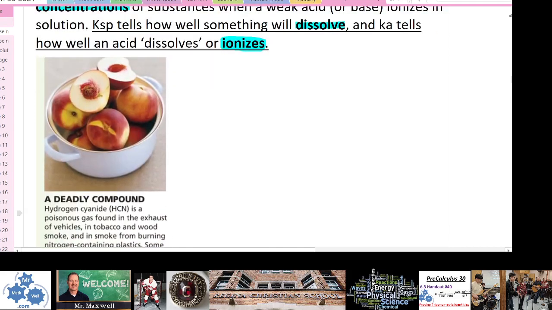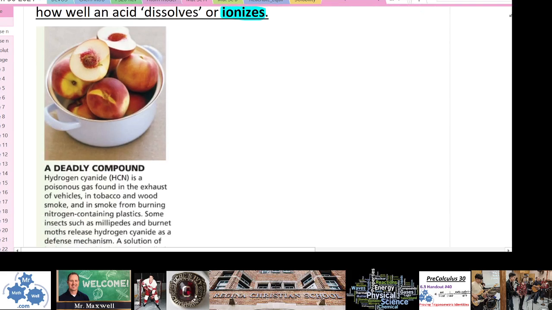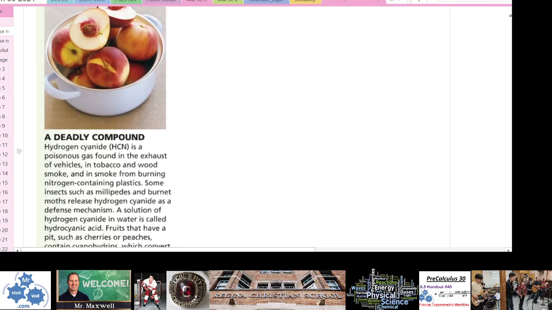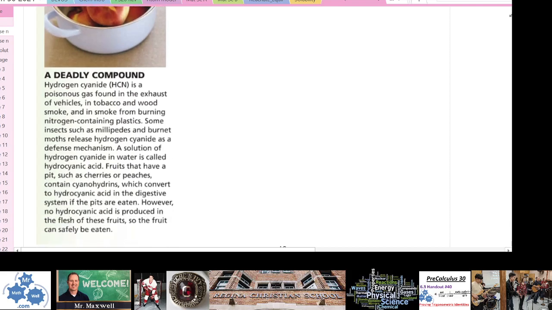All right, I just thought this was neat. This is in your textbook as well, in your Glencoe text, but a deadly compound. Boy, you look at peaches or apricots here, you wouldn't think there's a deadly compound involved there, but what does it say? Hydrogen cyanide, HCN, is a poisonous gas that's found in the exhaust of vehicles, in tobacco, wood smoke, and in smoke from burning nitrogen-containing plastics. Some insects, such as millipedes and burnet moths, release hydrogen cyanide as a defense mechanism. A solution of hydrogen cyanide in water is called hydrocyanic acid. Okay, so cyanide ion is this right here. So if you have HCN, this is the hydrocyanic acid here.